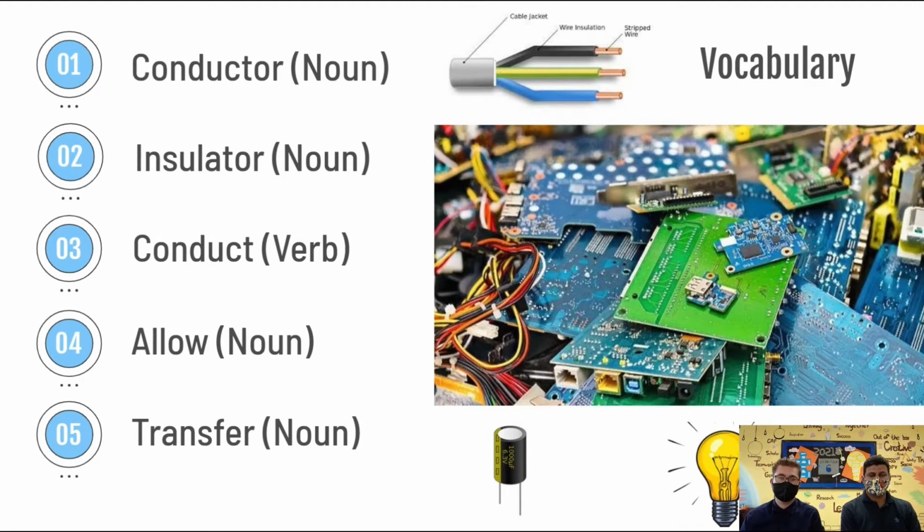Insulator. So a material that does not allow electricity or heat to pass through it is an insulator, such as plastic, rubber. You can put a piece of plastic ruler in the socket and you will not get an electric shock. So that is an insulator.